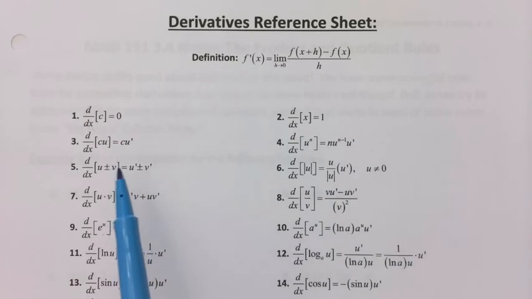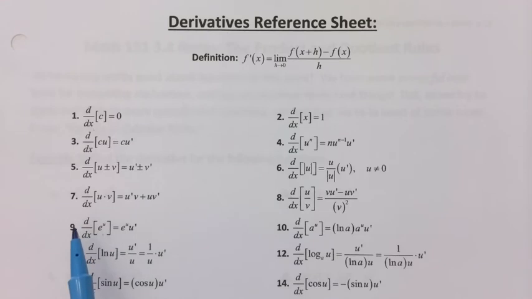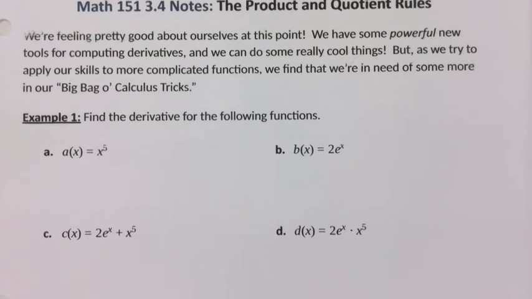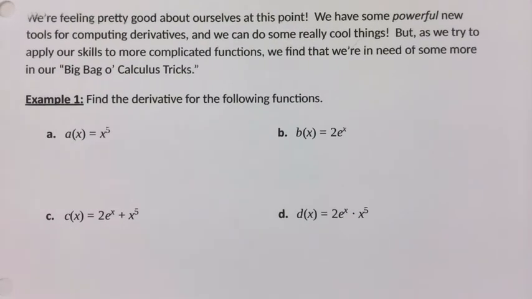And then we saw the sum and difference rules. And then we also saw e to the x. The derivative of e to the x is e to the x. Simplest derivative there is. All right, so now we need to learn this rule right here. We need to learn what to do when we have a product. So a product is going to be a little bit more complicated than what we've used so far.